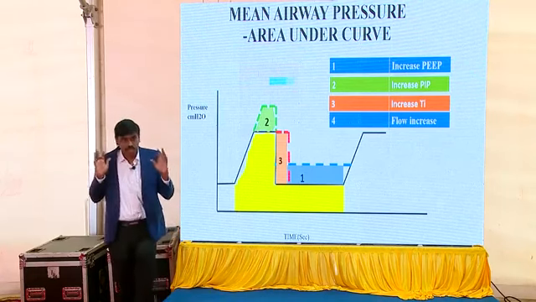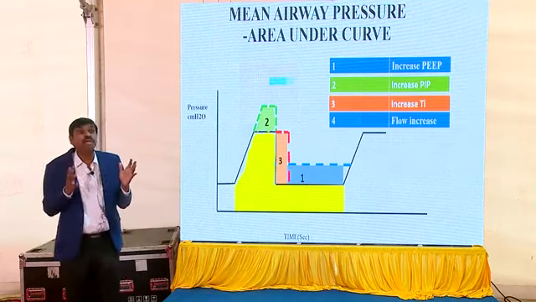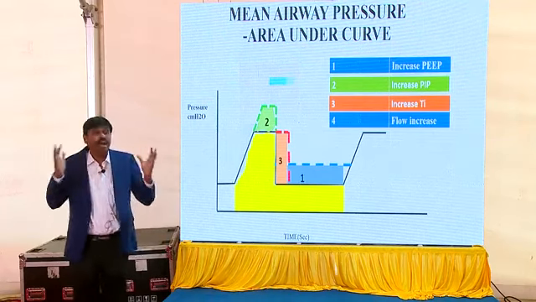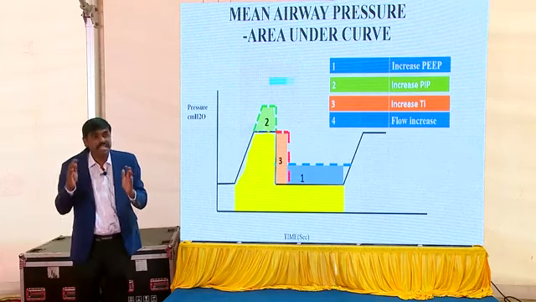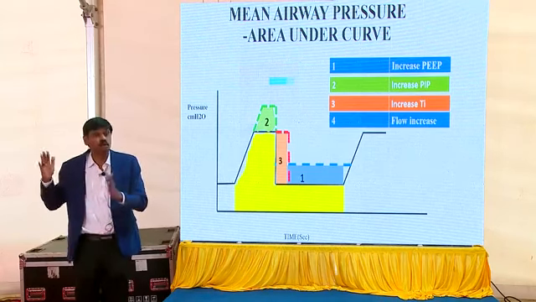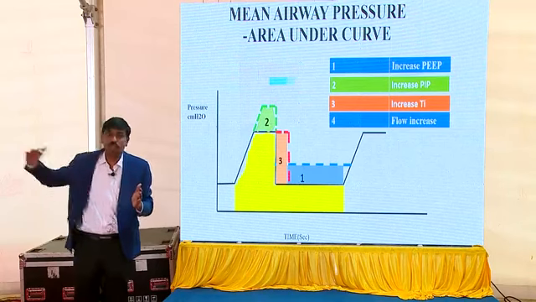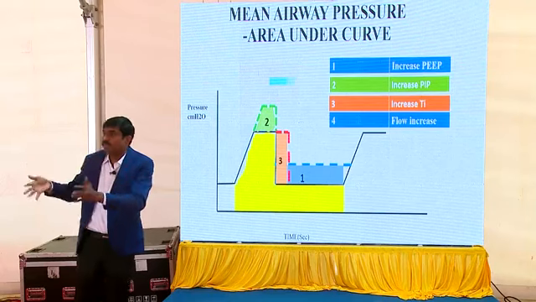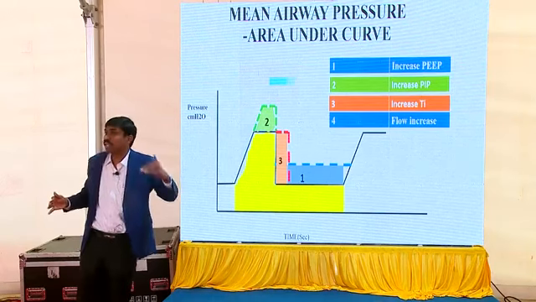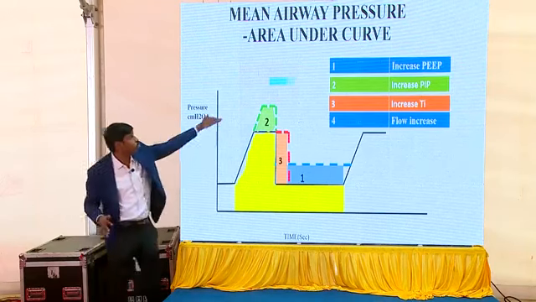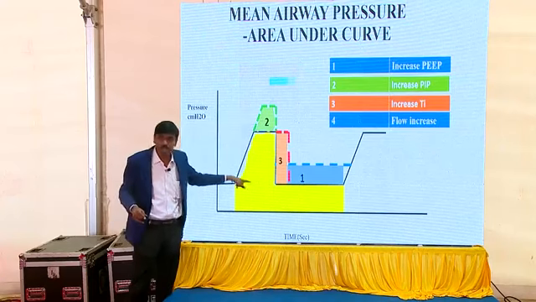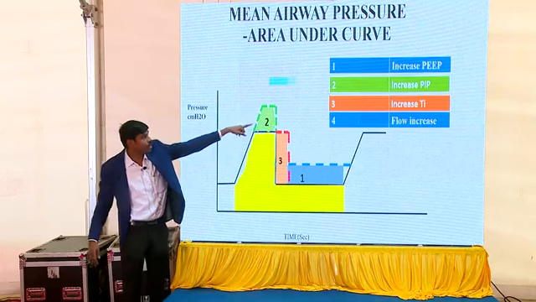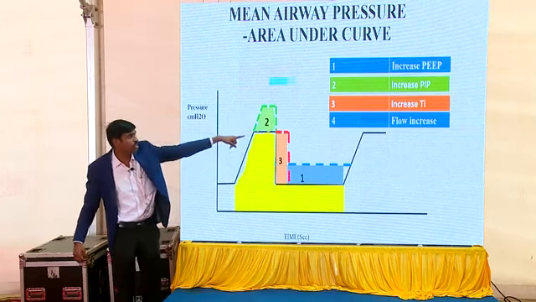So the crux is, if you can't achieve oxygenation, the first thing is try to open up the airways. One of the best ways is increasing the PEEP, but you just don't keep on going up on that. You play around until you've reached the max. Then, these are the four ways in which you can increase the area under the curve, which in turn leads to better oxygenation. So increase the PEEP, increase the PIP, increase the I time, increase the flow.